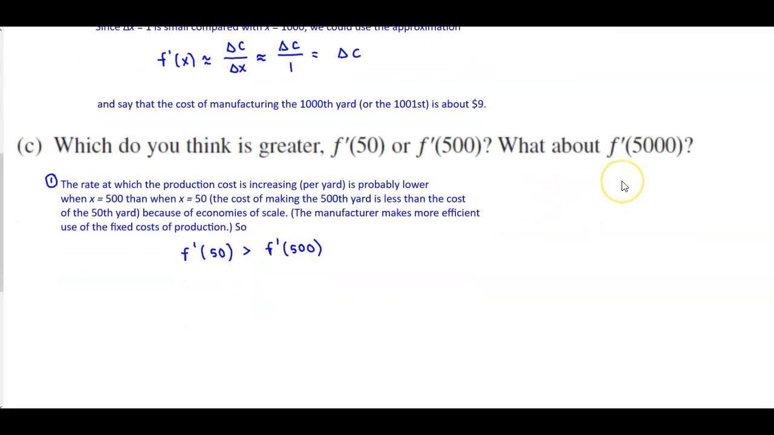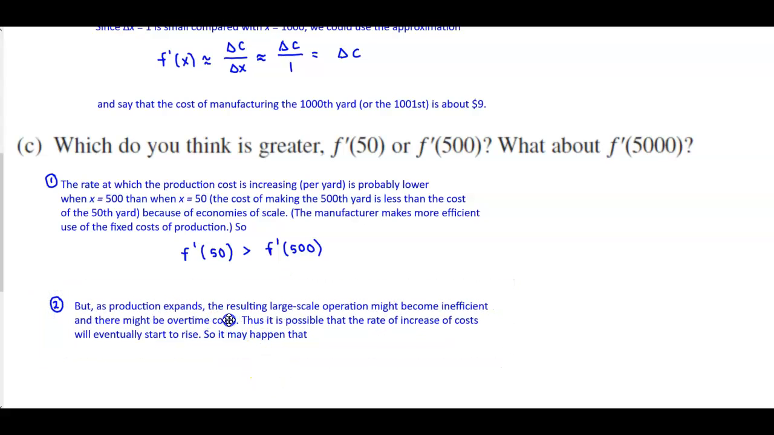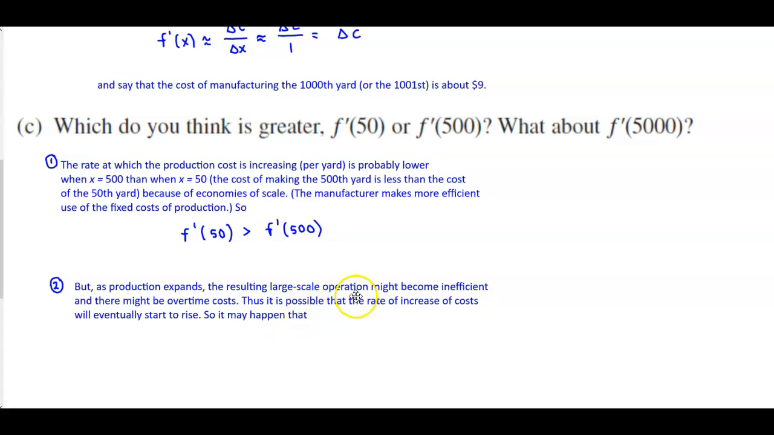And so what about F prime of 5000? Well, as production expands, the resulting large-scale operation might become inefficient and there might be overtime costs. Thus, it is possible that the rate of increase of cost will eventually start to rise. So it may happen that F prime of 5000 would be greater than F prime of 500.